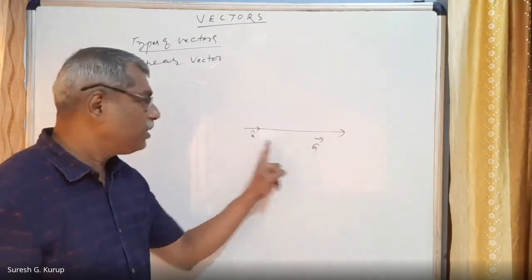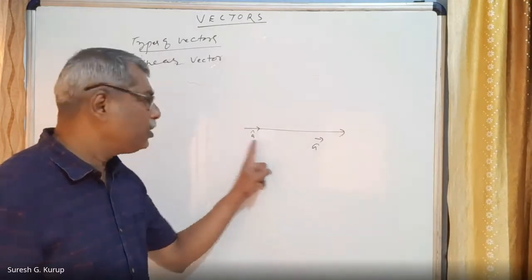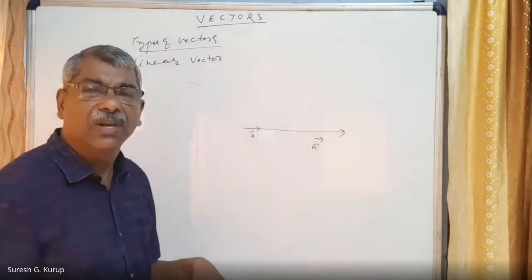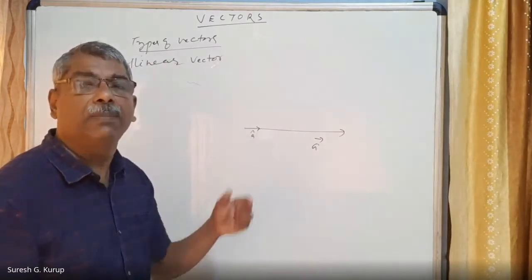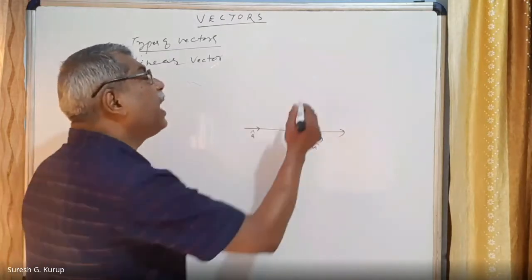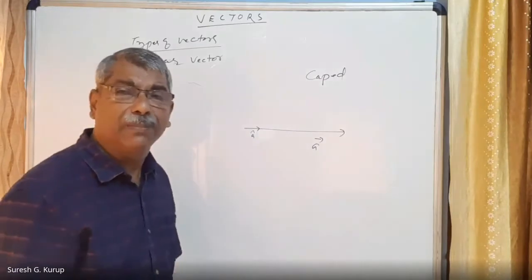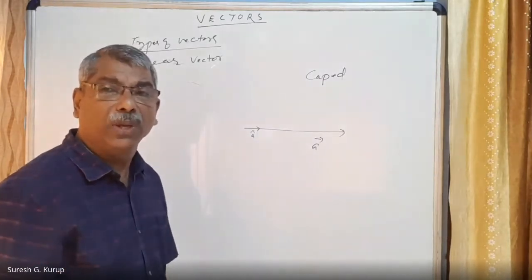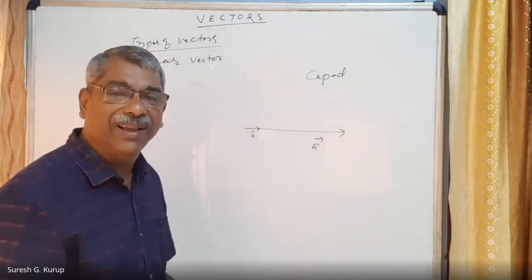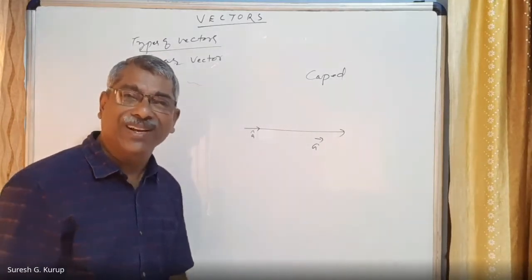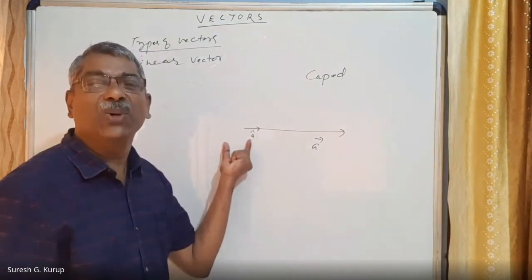This is the child vector, and this is the parent vector. That is why it is capped. A unit vector is denoted as A capped, B capped, C capped, etc. Small children are given a cap, right? Dad is moving in a forward direction, and the child is also moving along the same line in the same direction the dad is moving. The little one of a big vector is called a unit vector.